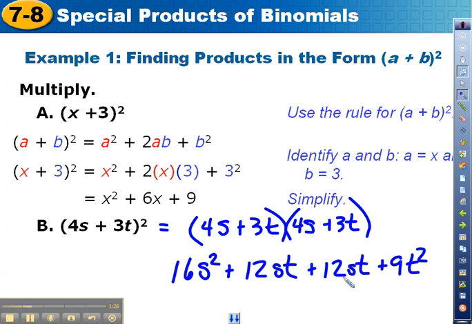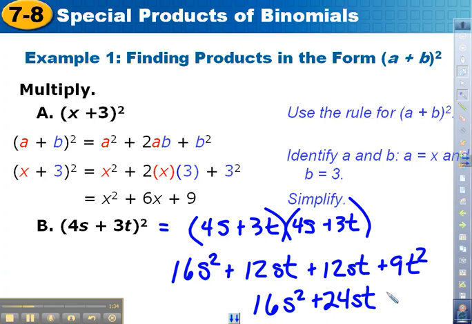What happens when you multiply your last two terms together? 9t squared. Combining like terms in the center? 24st plus 9t squared. That's right.